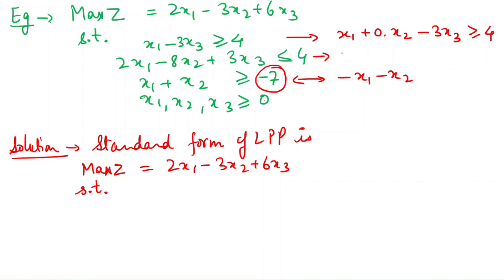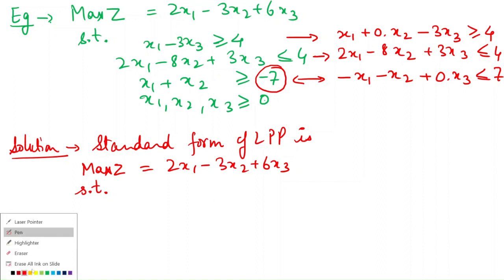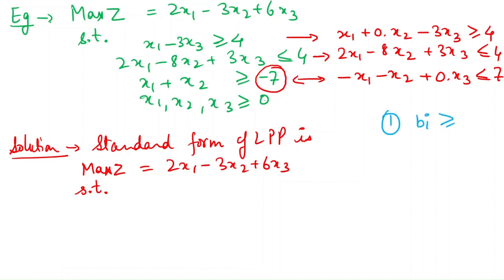And this one would be 2x1 minus 8x2 plus 3x3 less than or equal to 4, and minus x1 minus x2 plus 0x3 less than or equal to 7. So these are my constraints now. So in the standard form, all the bi's must be greater than or equal to 0, so that is done. Second, the non-negativity of the decision variables must be greater than or equal to 0, done.